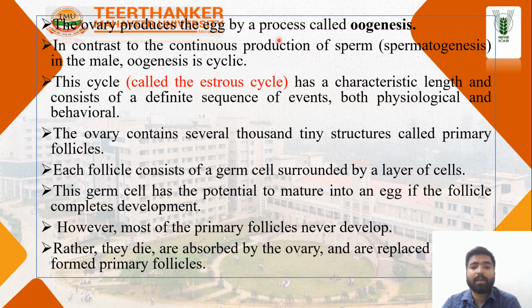The ovary produces eggs through a process called oogenesis. In contrast, the continuous production of sperm is known as spermatogenesis. The cycle called the estrous cycle is generally 18 to 21 days, depending upon the animal and breed. The ovary contains several thousand tiny structures called primary follicles. Each follicle consists of a germ cell surrounded by a layer of cells. This germ cell has the potential to mature into an egg as the follicle completes development. However, most primary follicles never develop. Rather, they die or are absorbed by the ovary and replaced by newly forming primary follicles.